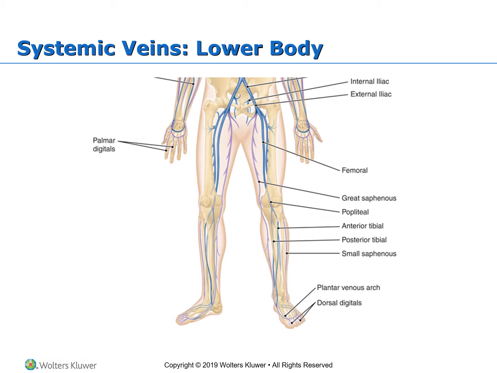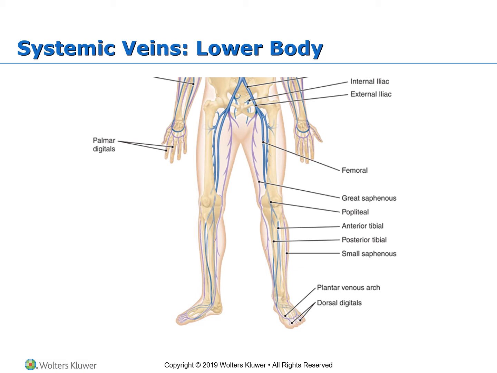So we will review the systemic veins for the lower body. If we start at the level of the digits of the foot, we start with the dorsalis digitals. That will become the plantar venous arch that will join together and will form the small saphenous vein for the superficial system, and will have posterior and anterior tibial for the deep one.